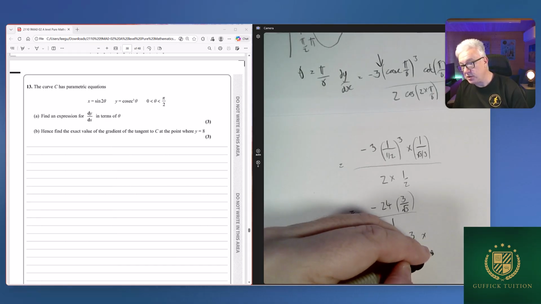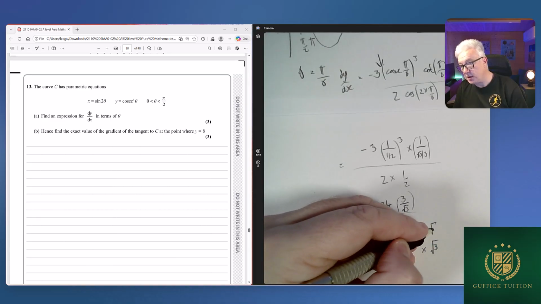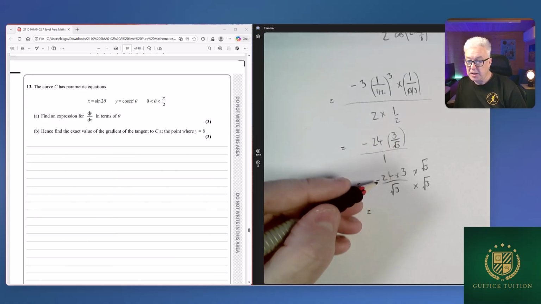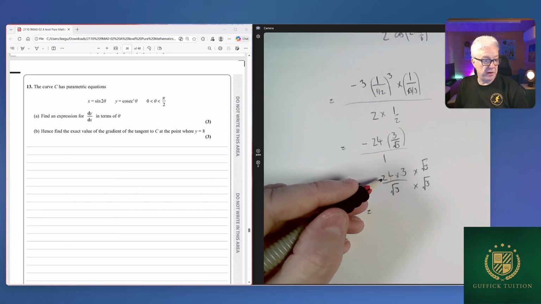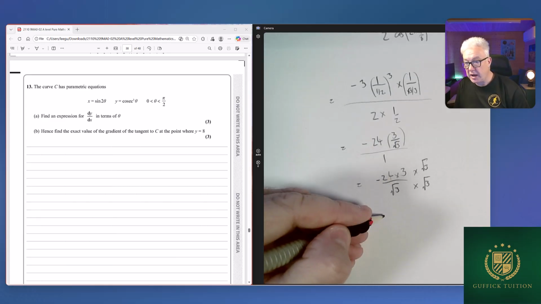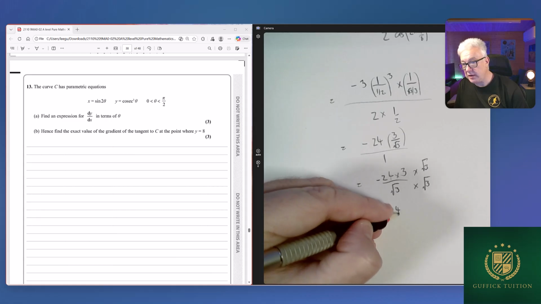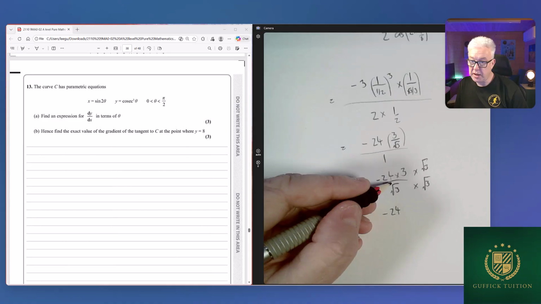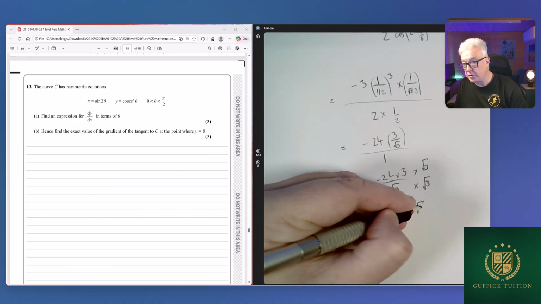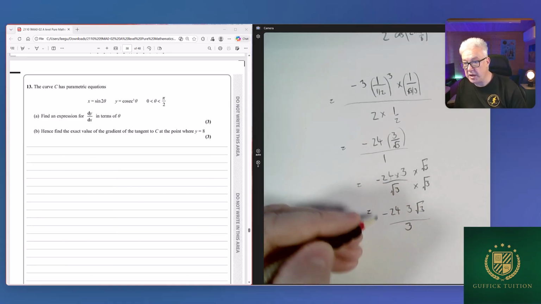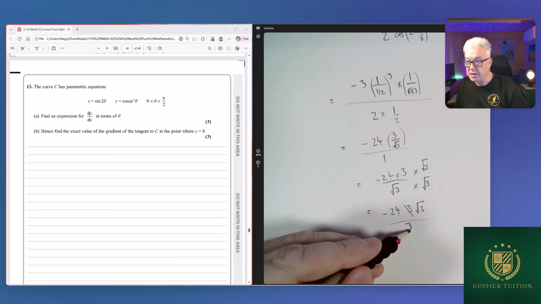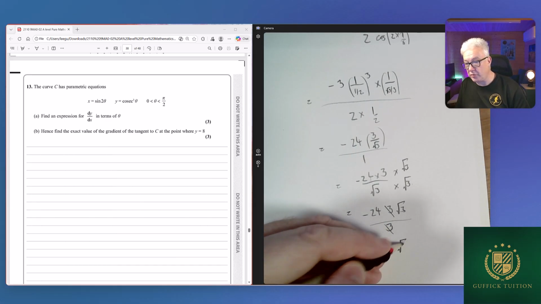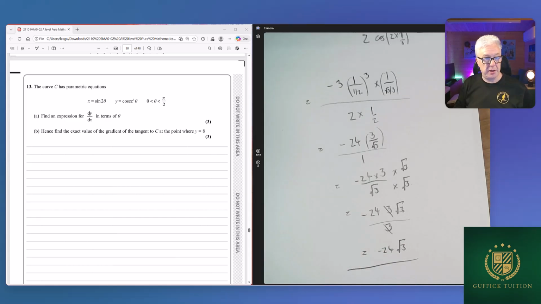So we just now need to rationalize the denominator by multiplying the numerator and the denominator by root 3. So that gives us 24 over 3. So we're going to have minus 24 times by 3 times by root 3, all divided by 3, because root 3 times root 3 is 3. So they cancel, and that gives us a final answer of minus 24 root 3, which is our answer.